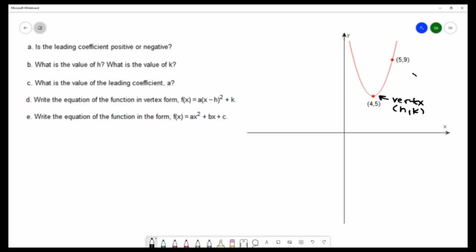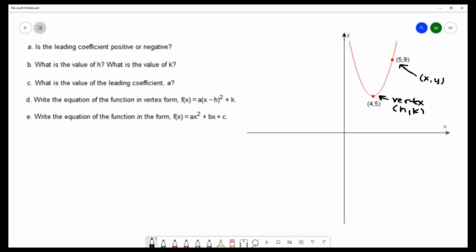And we label the vertex with the ordered pair (h, k) in our formulas. And then we're given another point on our graph, and this point is the ordered pair (5, 9). And it does not have any special notation. It is just some ordered pair that is on the graph of this particular function. So let's go through the questions with this information.